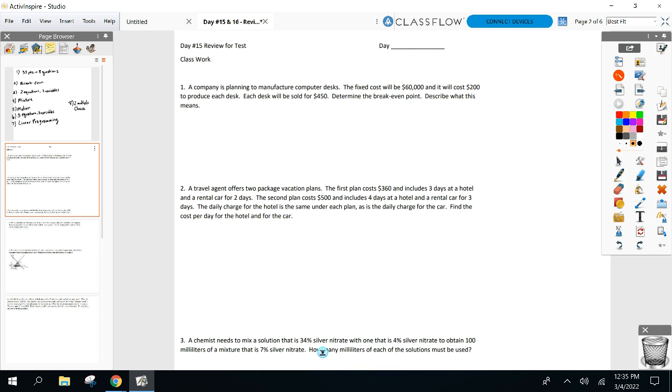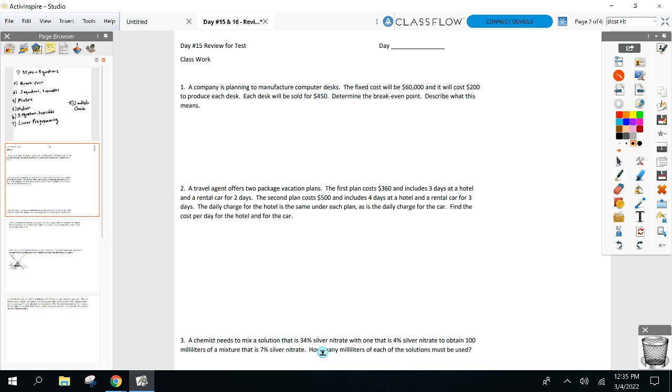Let's start with number one. Day one of this unit, which, by the way, was first period, Monday, January 31st. So we've been here a while. We've come so far. First day, here we go, break even. How many computer desks must I sell to break even?